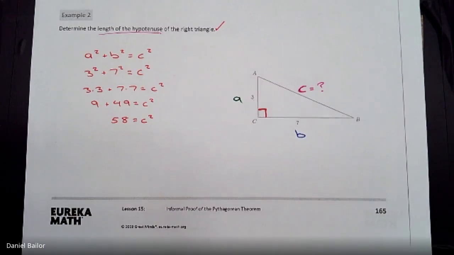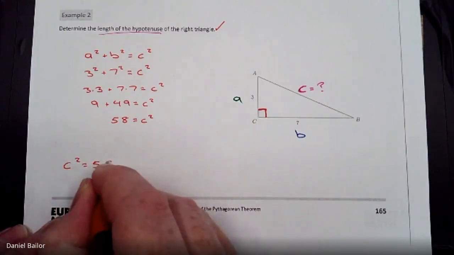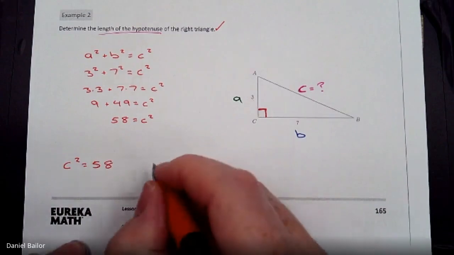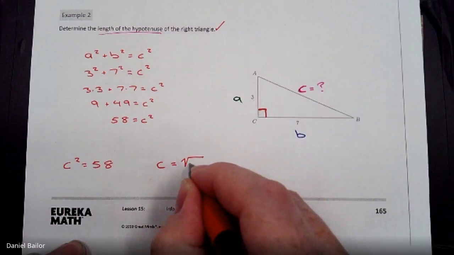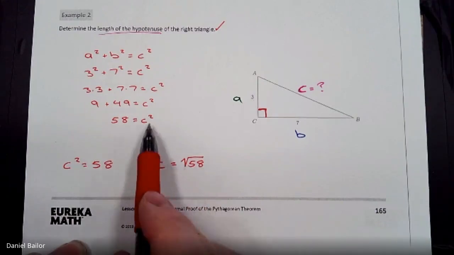In fact, closer to the end of this school year, we're going to learn how to do this. This is something called square roots. So for today, you can just stop and say c squared equals 58. If you want to get fancy and work ahead closer to the end of the year, you can say c by itself is something called the square root of 58. This is a different symbol we're going to learn later in the year, and it is the opposite, the inverse of square.